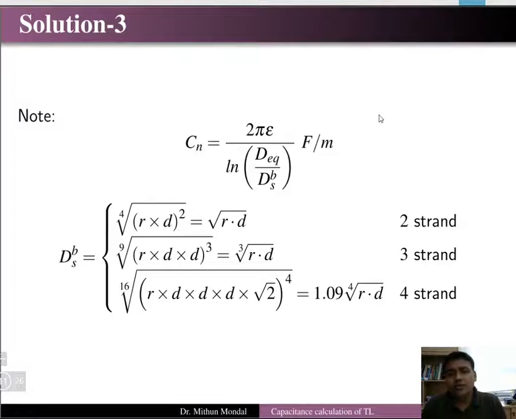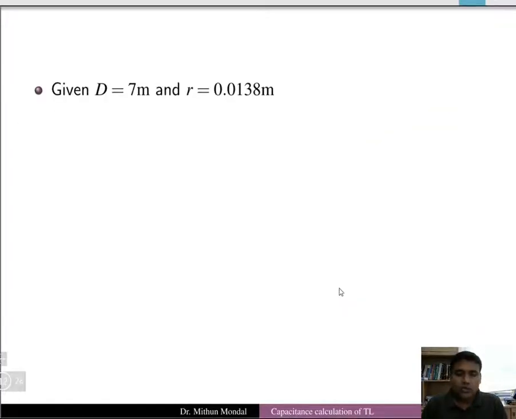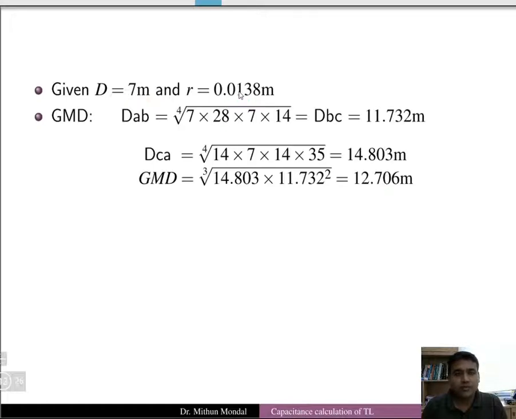So here we have two strands which are separated. We know that if two strands are there, then the GMR calculation is under root R into D. If you have three strands, or a 3-strand or a 4-strand, then other formulas will be used. In our problem we have two strands. This we have discussed in the lecture class. So the distance is given as 7 meter and the radius is given as 0.0138 meter. So we have to calculate the GMD.